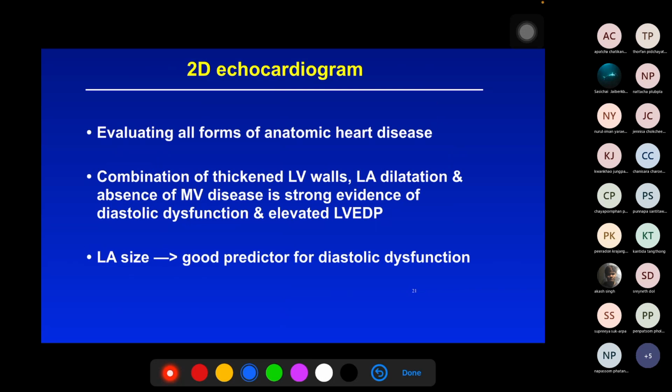About the 2D echo, you basically look at the anatomical structure of the heart. As I said, look at the LV wall thickness, whether the LA is dilated or not, and whether the patient has mitral valve disease or not. The LA size or LA volume is a good predictor of diastolic dysfunction.